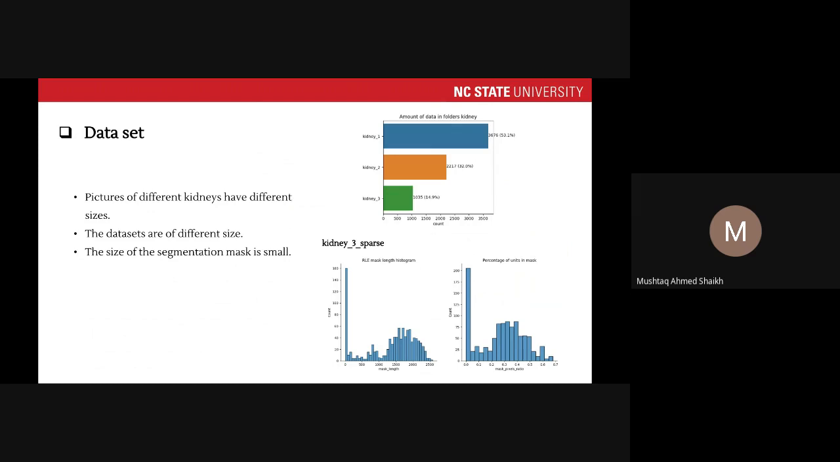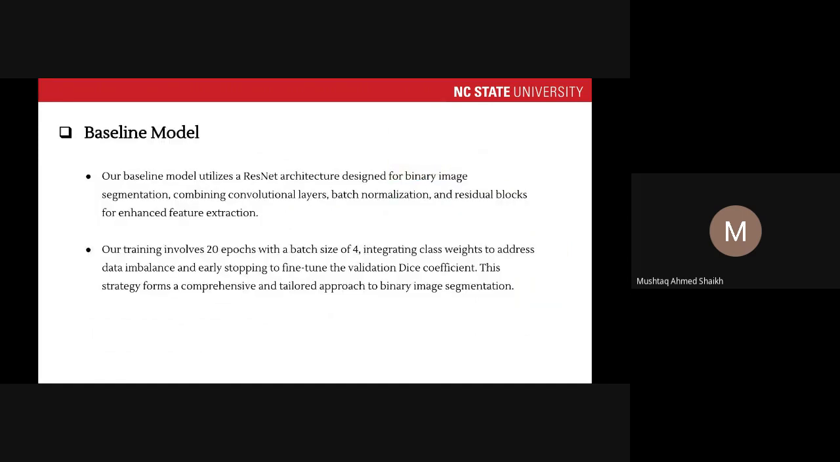So one thing that we noticed in our data set is that the pictures of our kidneys have different sizes. So in order to train the model, we had to pre-process these images and make sure that all these images are of the same dimensions for the model to train. Also, the data sets are of different sizes, and the size of the segmentation mask is really small. So now we move to a baseline model.